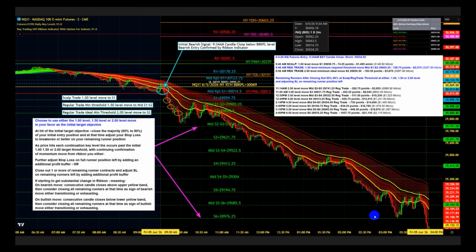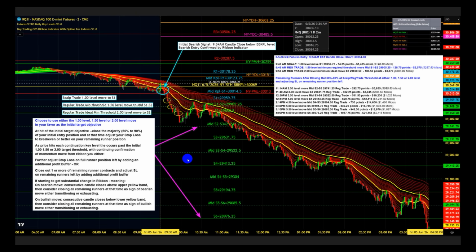For traders who prefer a more passive management approach, an alternative is to utilize a trailing stop. The trailing stop can be set a fixed number of points behind price, or it can be aligned with the ribbon indicator itself. For example, in a bearish trade, the stop could trail just above either the lower yellow moving average or the upper moving average of the ribbon. This allows the trade to remain open while momentum remains intact and automatically exits the position if price begins to reverse and the trend loses strength.